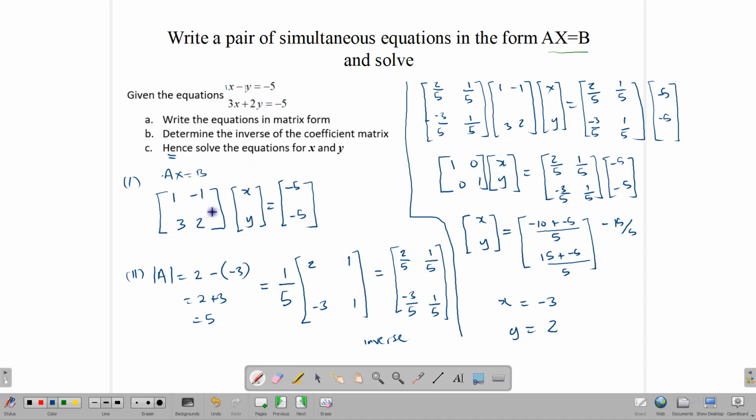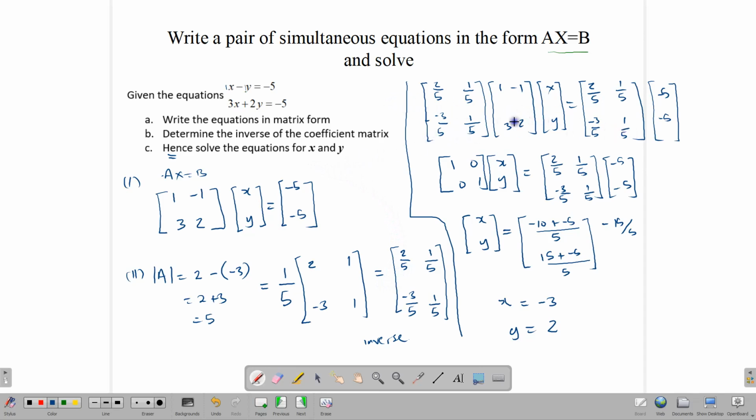Here it is, AX. This is the A matrix. This is the X matrix. This is the B matrix. AX equals B. Find the inverse of that A matrix, which is also called the coefficient matrix. And once you find that inverse, we do a pre-multiply. That is, we multiply right across.